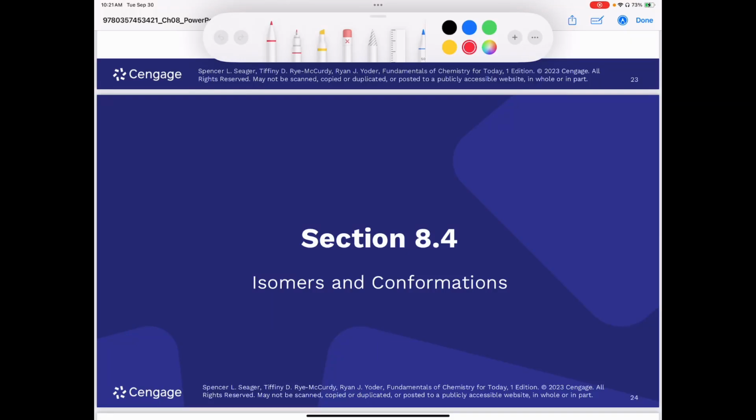Okay, let's move on to isomers and conformations. For this section, and really the remainder of the class, it might be helpful to have handheld models, so a model kit. It's not necessary, it's not required, but a model kit might come in handy for some students in this section.